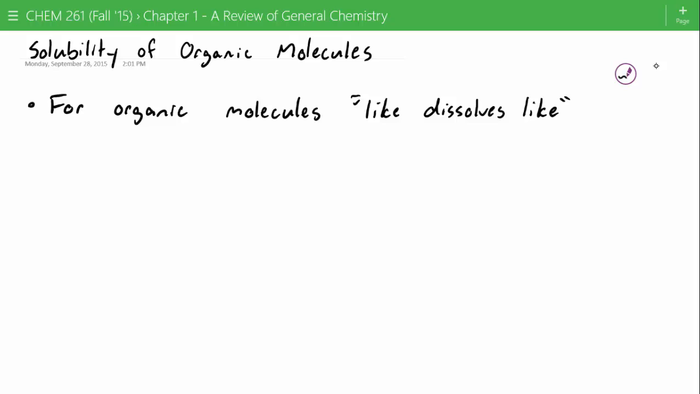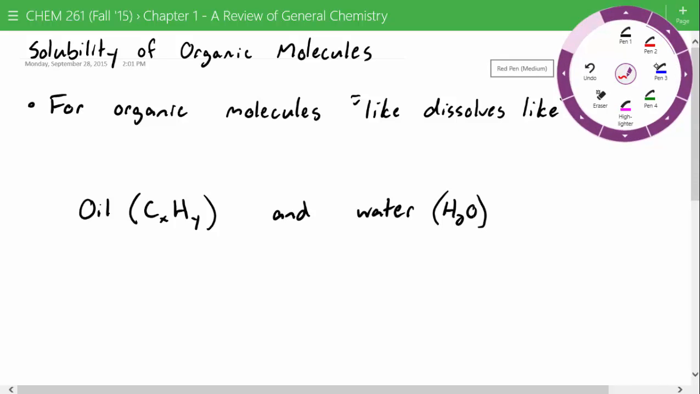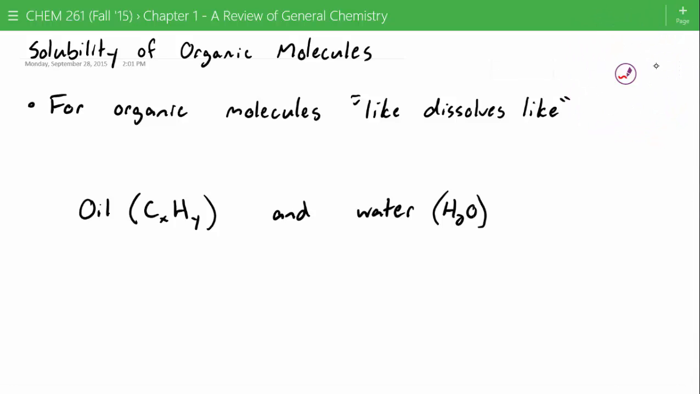So let's take a look at an example of oil, which can be represented as CxHy. So it's a hydrocarbon with varying amounts of carbon and hydrogen coming off of it, and water, which is just good old-fashioned H2O. What's the main intermolecular force for oil on the left? It's nonpolar, so it's London dispersion, right? So the main intermolecular force here is London dispersion. And water is going to be what? H bonding, right? Or hydrogen bonding.